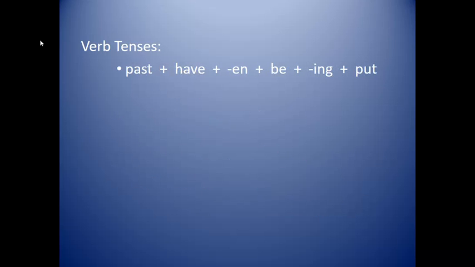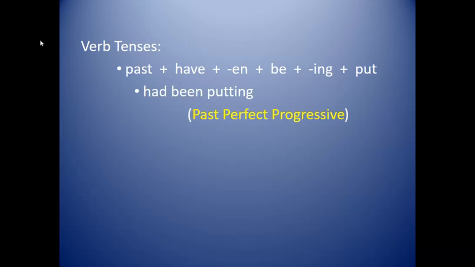If I said the past of have plus en plus be plus ing plus put, that gives us had been putting, which is just a stupid verb. And it's progressive because of ing. It's perfect because of had, and it's past because of had. So we call this the past perfect progressive.